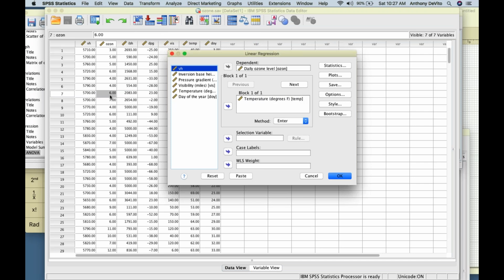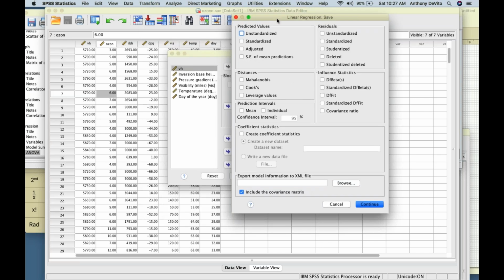I'm interested in some other information here. Like, for instance, how closely does our formula that is produced by our linear regression predict each one of these different values? If I applied the formula to the data that I already know, in other words, I already know that the ozone level was 4 there. Okay, so let's go in here to save. In here, I can ask it to save the predicted values. In other words, to apply the formula to each one of these values and tell me what the value would be if we used our new formula to predict this.